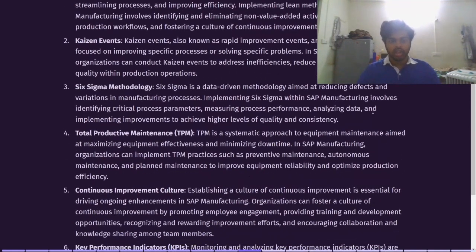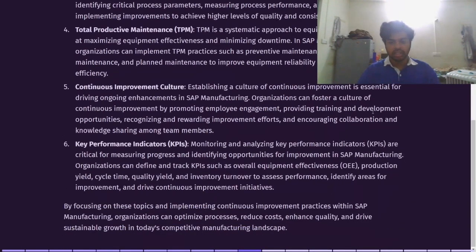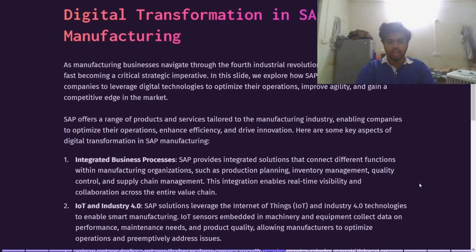Then comes total productive maintenance, or TPM. This is a systematic approach to equipment maintenance. Then comes continuous improvement culture. This establishes a culture of ongoing enhancements. Then comes key performance indicators. These monitor and analyze performance metrics. Implementing these topics can help organizations drive operational excellence and achieve sustainable growth in SAP manufacturing.